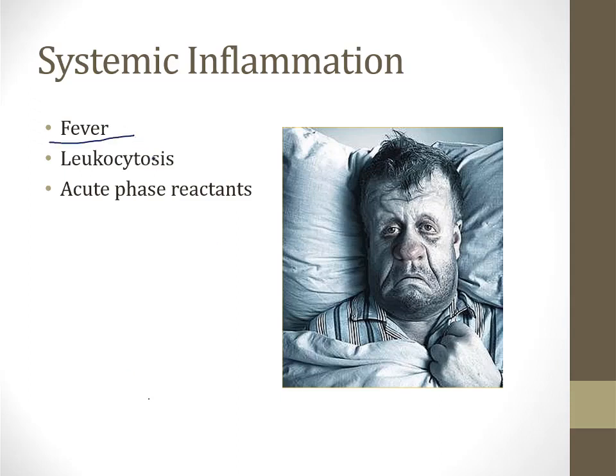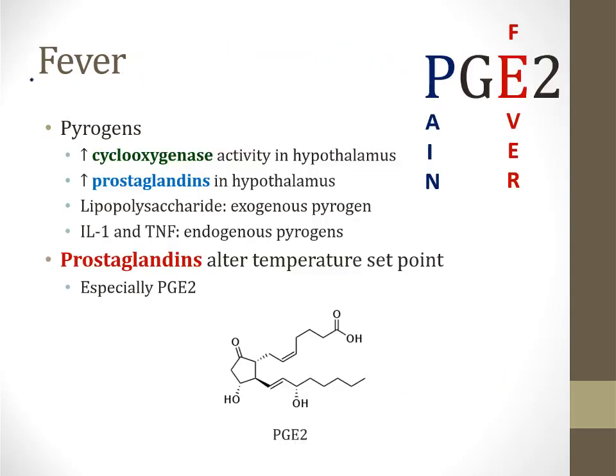The first one is fever, the second one is leukocytosis, and the third one is a rise in substances called acute phase reactants. So let's talk about the mechanism of fever. Fever is caused by substances known as pyrogens. All of these substances are capable of increasing the activity of the enzyme cyclooxygenase in the hypothalamus in the brain. And recall that the hypothalamus is the temperature regulatory center of the brain.